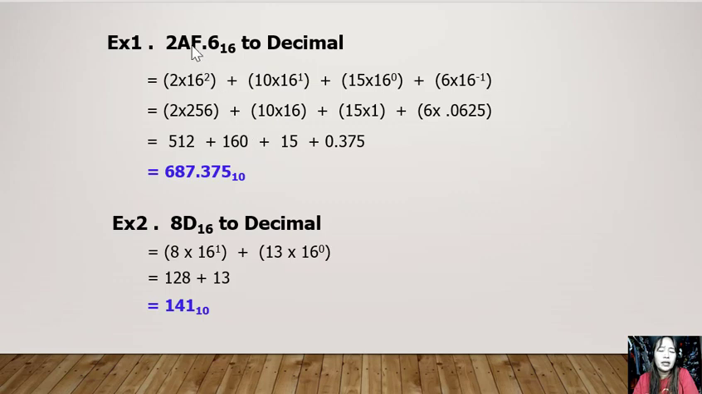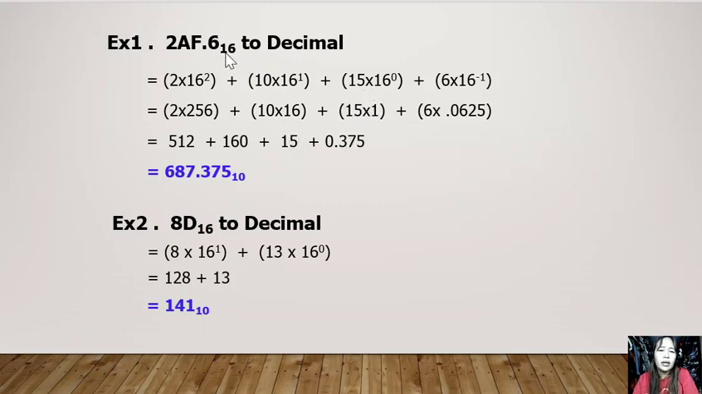And then of course we already know that F is equivalent to 15 and it's in position 0. So that would be 15 times 16 to the power of 0. Any number raised to the power of 0 is 1. So you have 15 times 1 is 15.